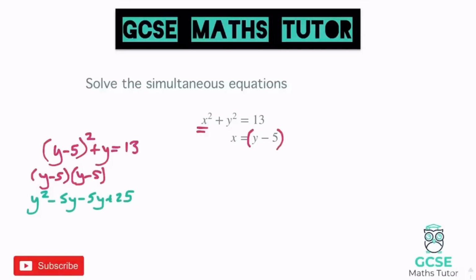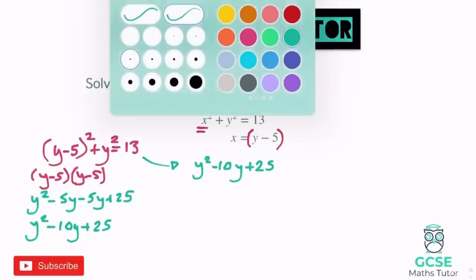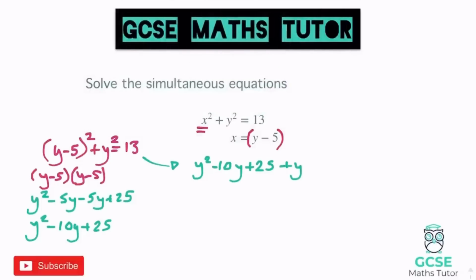If we simplify this, we get y squared, minus 5y and minus 5y makes negative 10y, and then plus 25. So let's rewrite this equation, but rather than the y minus 5 squared, I'm going to write that expanded version. So we get y squared minus 10y plus 25, and then plus, I've not actually written y squared there, let's fix that, plus that y squared, and that equals 13.